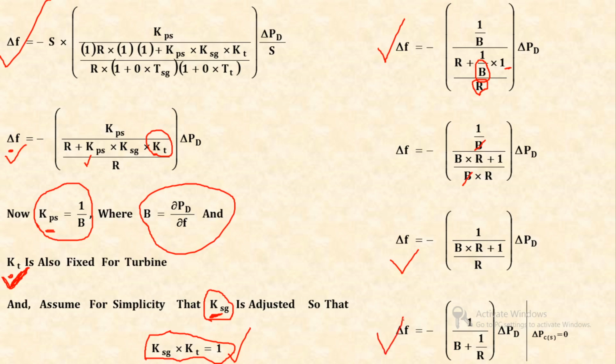So this is the output of delta F when delta PC of S is equal to 0, and that is equal to minus of 1 upon B plus 1 upon R into delta PD. So this is the output frequency delta F when delta PC is equal to 0.